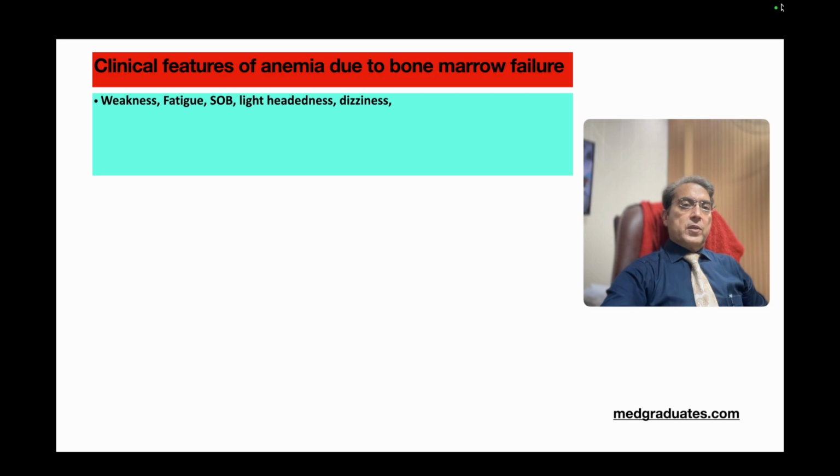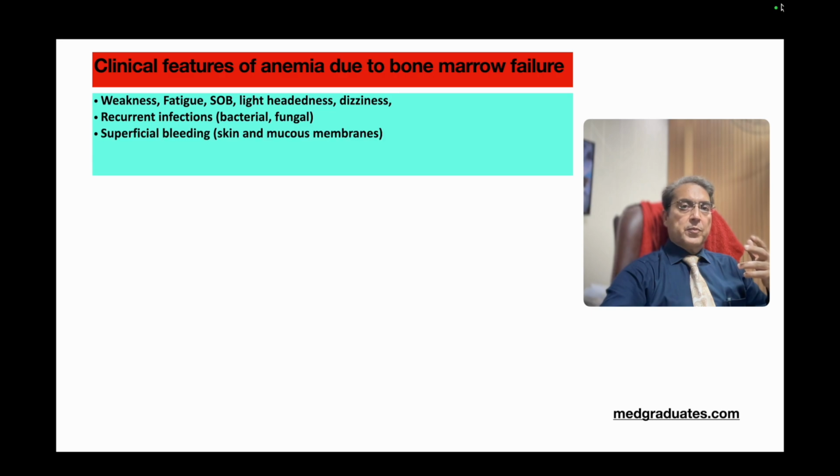The classical features of anemia like weakness, fatigue, shortness of breath, lightheadedness, dizziness, etc. may be present. There is evidence of recurrent infections which may be bacterial or fungal because there is neutropenia, and then the patient may also bleed from mucous membranes and skin because of thrombocytopenia. The features of the disease causing anemia or pancytopenia may be present, for example, disseminated malignancy with metastatic deposits in the bone marrow. This replaces the bone marrow and results in bone marrow failure. So the features of this disease may be present.